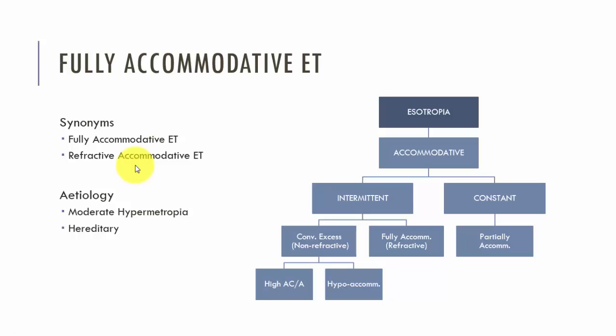And so you may come across people who discuss this condition as a fully accommodative ET, and others will refer to it as a refractive accommodative ET. The etiology of the fully accommodative esotropia is moderate hypermetropia. It is refractive in nature, so the cause is purely that the patient has moderate hypermetropia. There can be a family history, so there can be a hereditary element to the condition, but the child will always have hypermetropia or a moderate amount of hypermetropia.